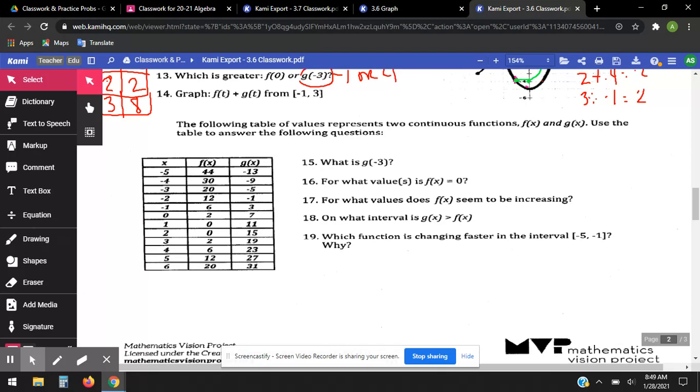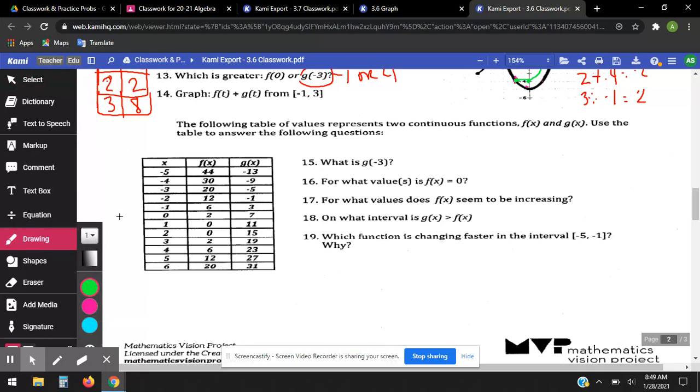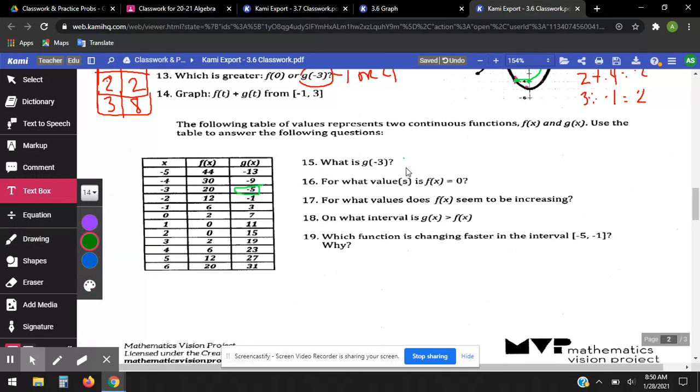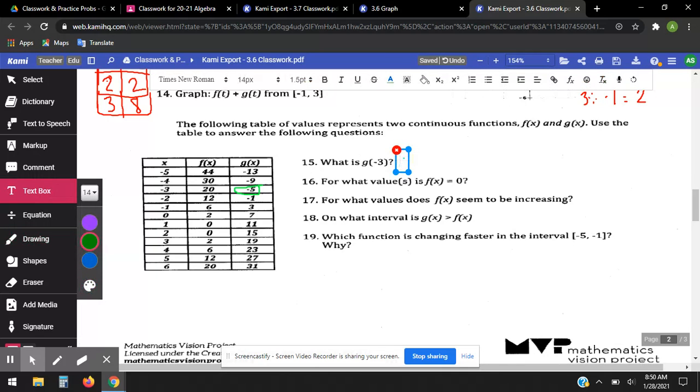-5. So -5 is my answer when I plug in -3 for my x.